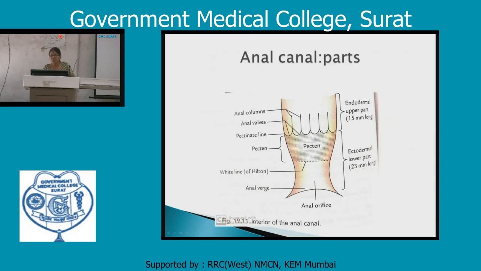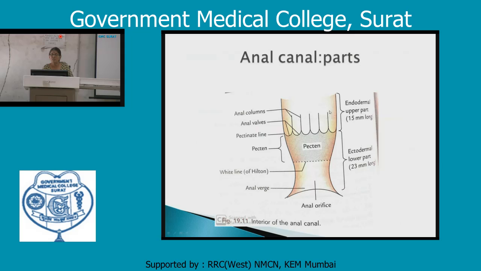See one more diagram. So this is the pectinate line. Below it is ectodermal in origin, right? What we can see here, in the upper part, this mucosa is endodermal in origin and it is columnar epithelium. What are these vertically running structures? Anal columns, vertically running mucosal folds.